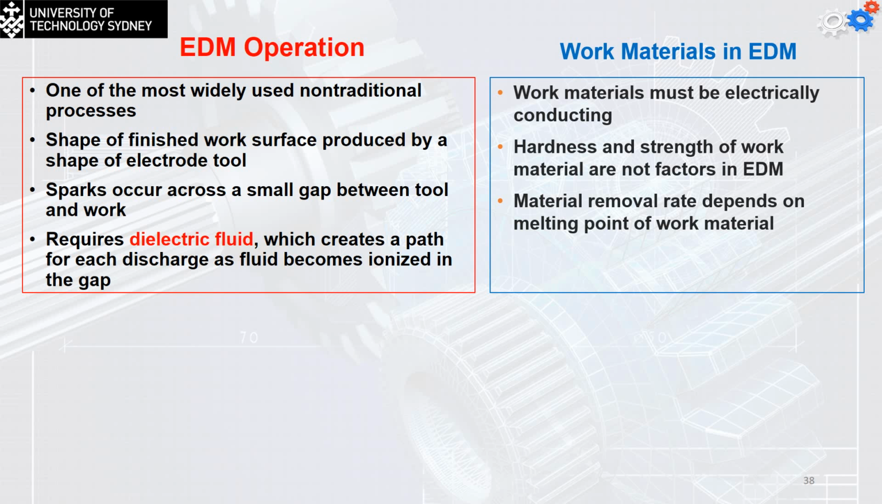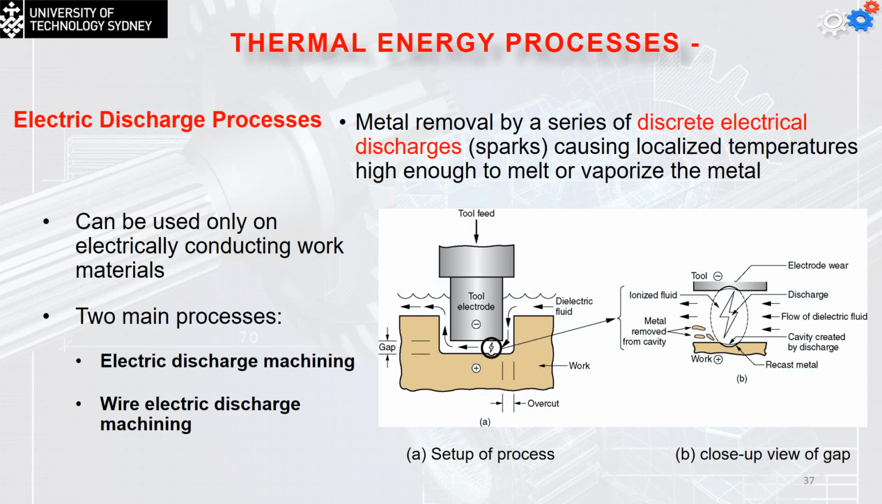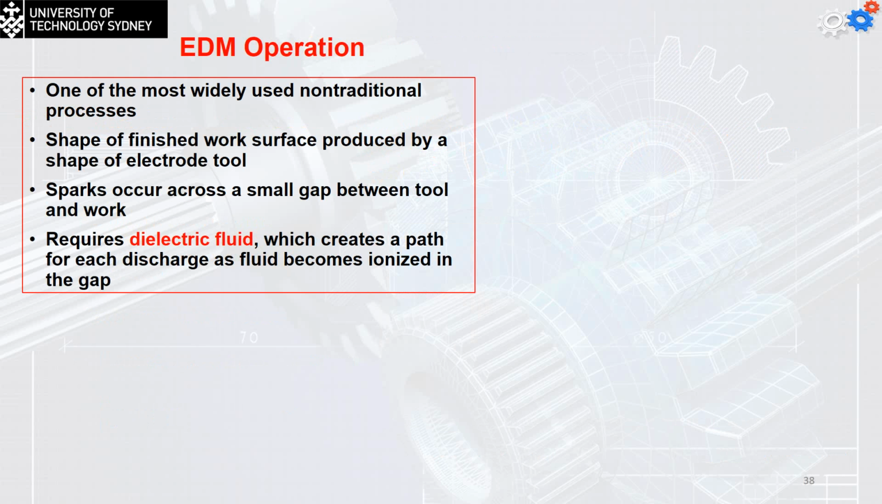The shape of the finished work surface is produced by the shape of the electrode tool. Once again, if this tool is going to be cylindrical, I'm going to have a cylindrical cut. If it's going to be a square shape, I'm going to have a square cut, and so on. The spark occurs across a small gap between the tool and the work part, and we are going to require the dielectric fluid, which is going to create a path for each discharge as the fluid becomes ionized in the gap.